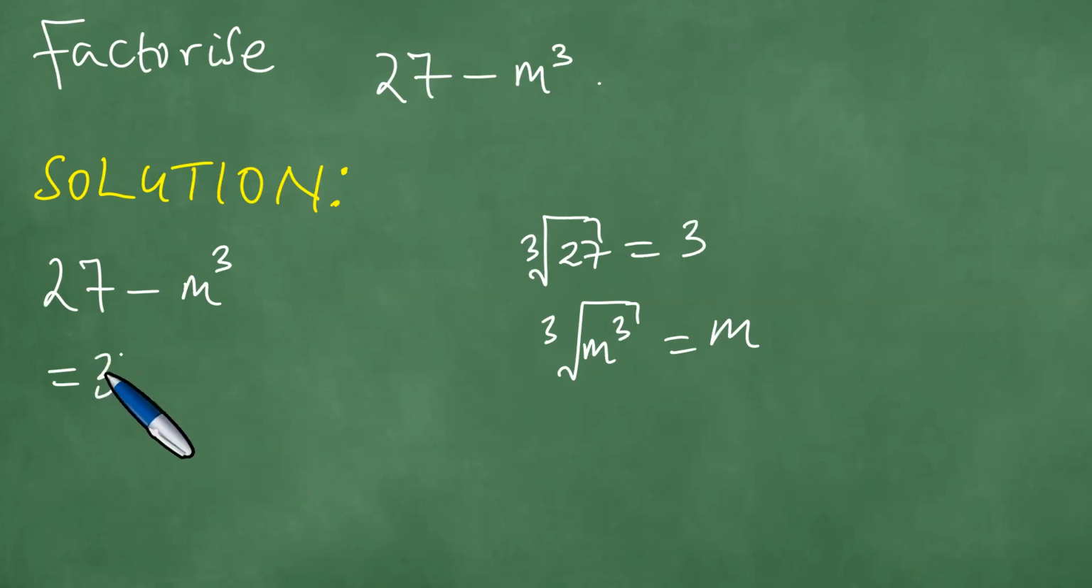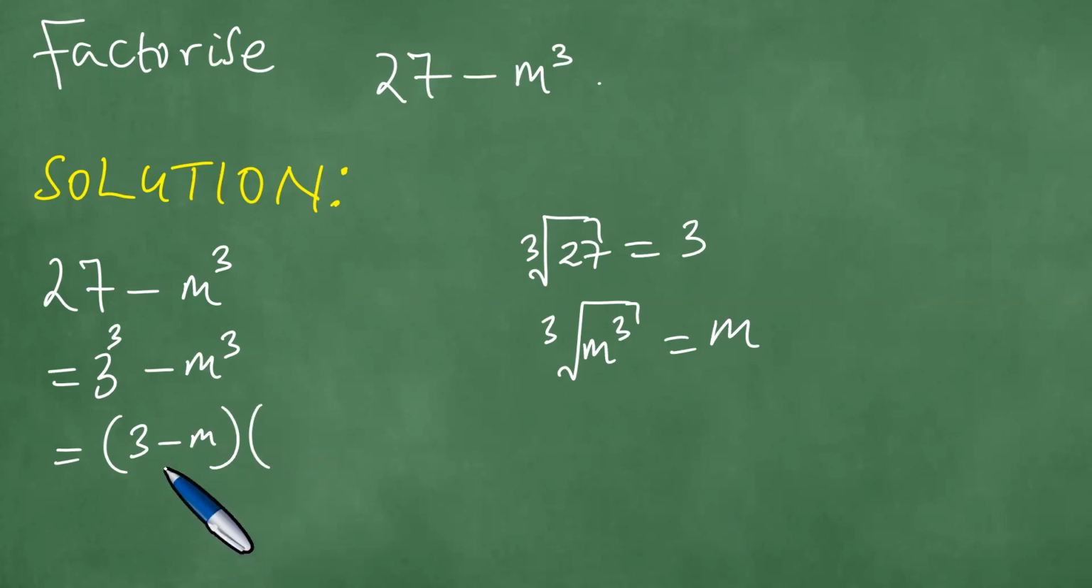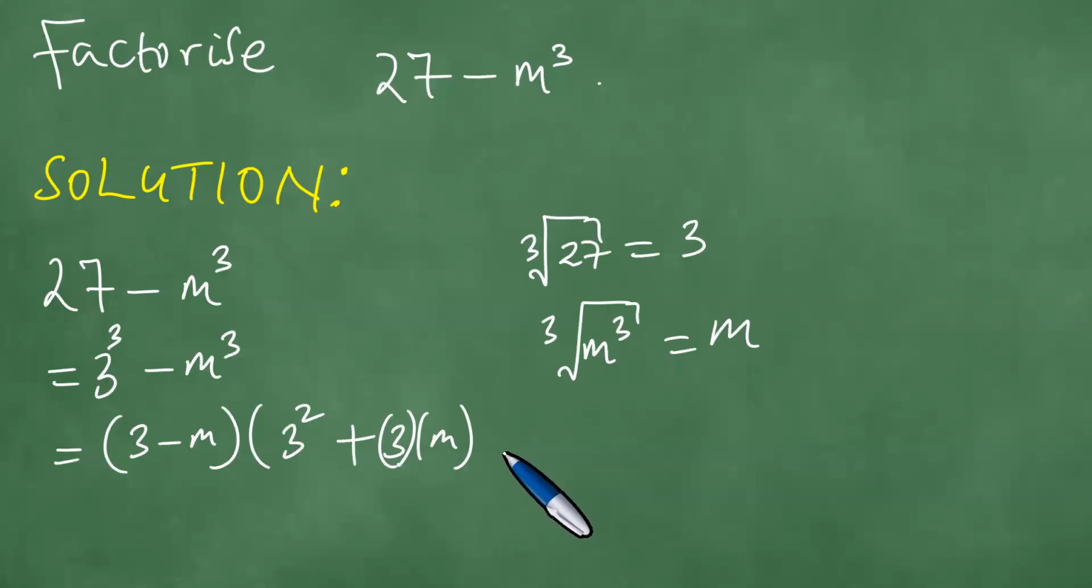So the cube root of 27 would mean this. You close the powers and you have 3 minus m. Right, the next thing is you square the 3. Then now, because these are negative, you need to put a plus 3 with the m. And then you square plus m squared.